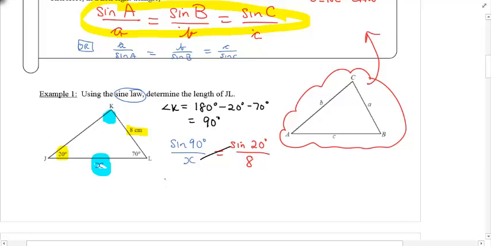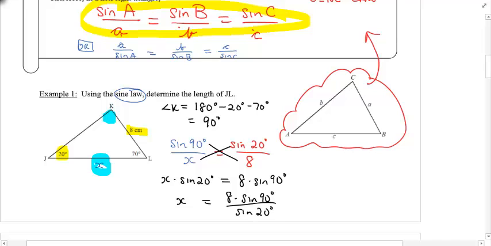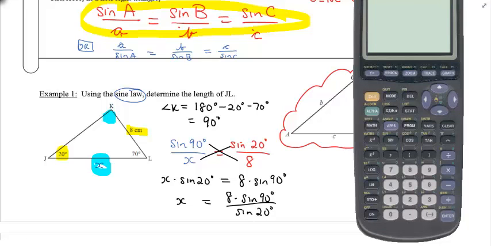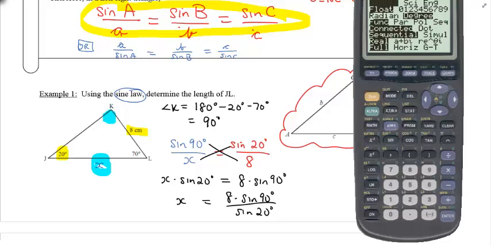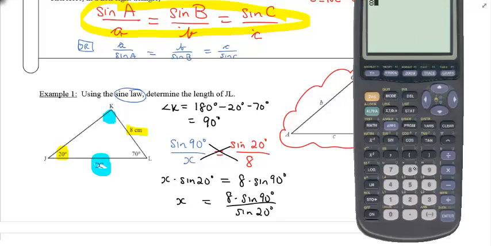So cross multiplication says I could take X and multiply it by sine of 20, and that's equal to those 2 things multiplied together, 8 times sine 90. You can also just isolate X, 8 times sine 90 divided by sine 20, and at this point I'll go to my lovely calculator and make sure you are in degree mode. Let me double check. Yes, I am. Thank goodness. So 8 times sine 90, close the bracket, divide by sine 20 degrees, and lo and behold, you have your answer.